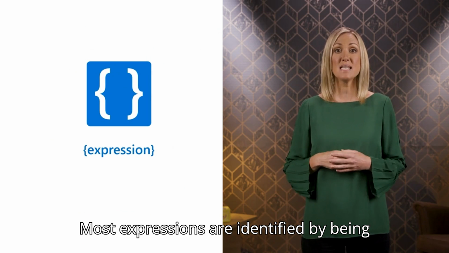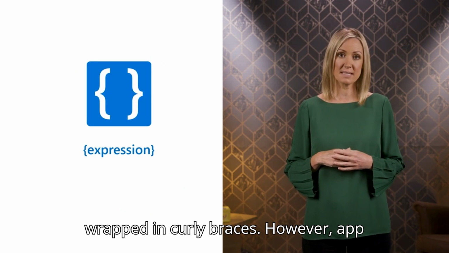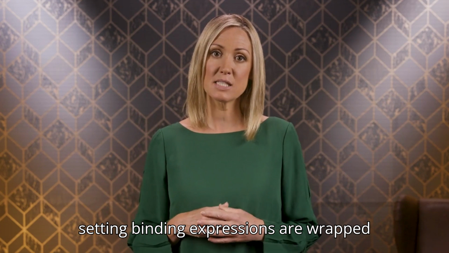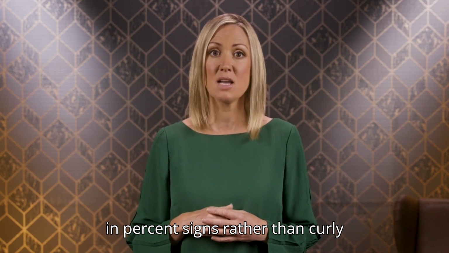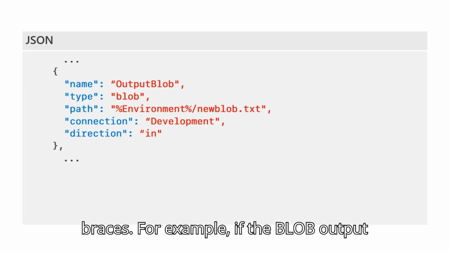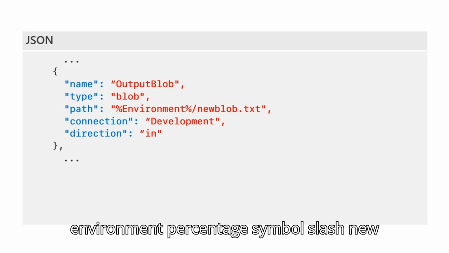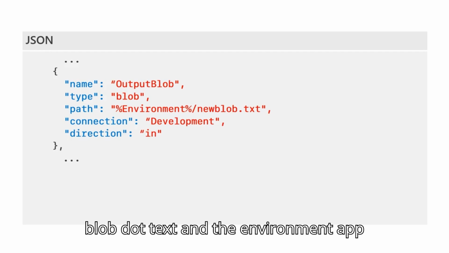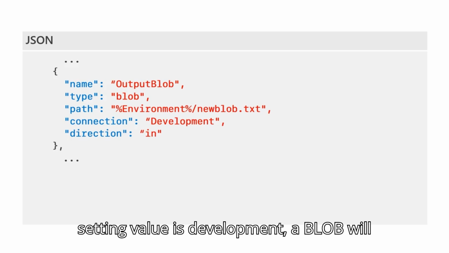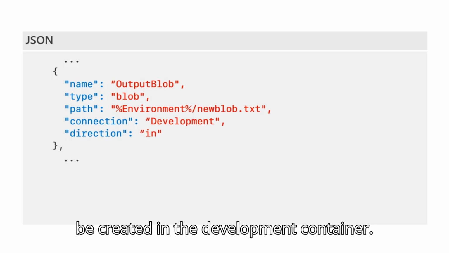Most expressions are identified by being wrapped in curly braces. However, app setting binding expressions are wrapped in % signs rather than curly braces. For example, if the blob output binding path is %environment%/newblob.txt and the environment app setting value is development, a blob will be created in the development container.